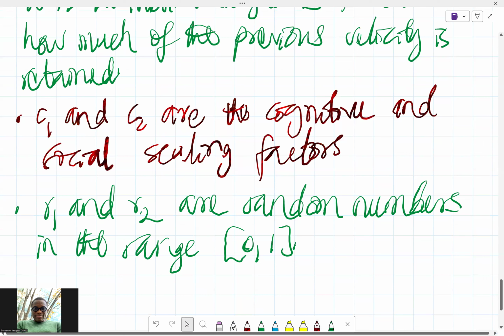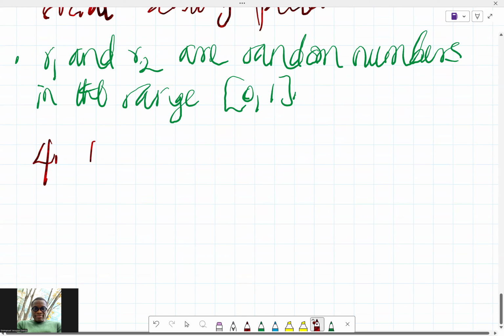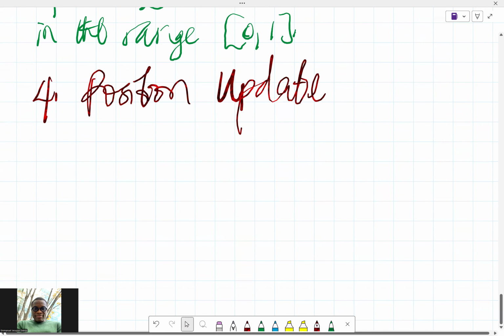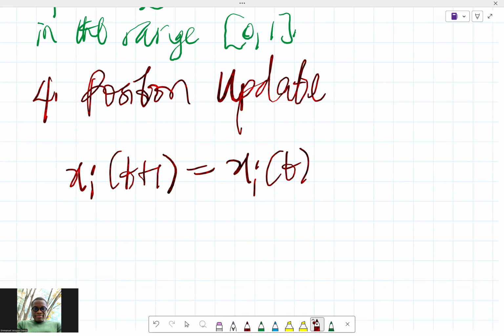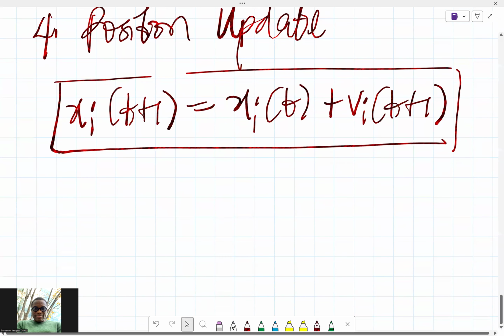We also have position update. So we update the velocity and we also update the position. The position of each particle is updated using x_i(t+1), that's the next iteration, equal to x_i(t) plus v_i(t+1). So the velocity at t+1 together with the position at t is what gives the position update for each particle.